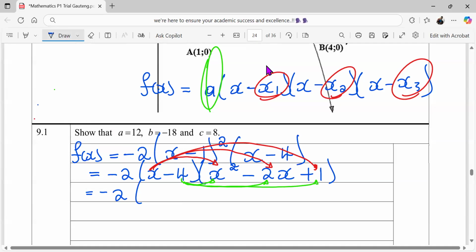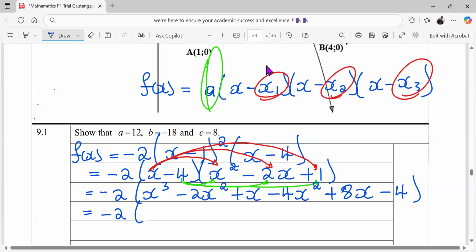So then, what is it we get? Well, x by x squared, x cubed, x by 2x, 2x squared, x by 1, x. -4 by x squared, -4x squared, -4 by -2, well, that's +8, and -4 by 1, that's just -4. Then you collect your like terms, -2 minus 4, that's -6, and 1x plus 8x, that is 9x. And of course, you still have your -4 here.